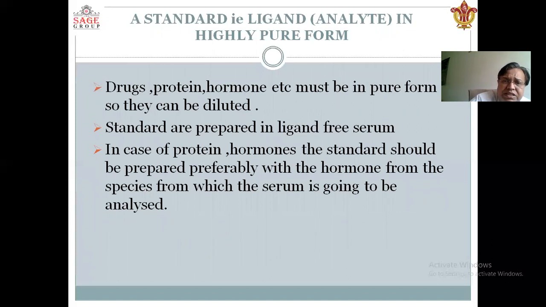Next is the standard, that is the ligand analyte in highly pure form. Drugs, proteins, and hormones must be in pure form so they can be diluted as standards or prepared in ligand-free serum. In the case of protein hormones, the standard should preferably be prepared with the hormone from the species from which the serum is going to be analyzed.